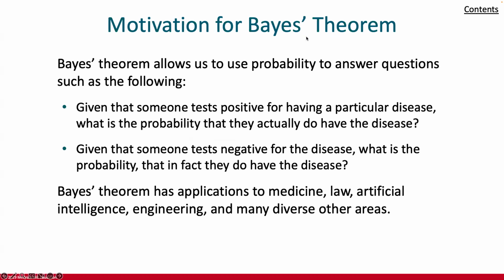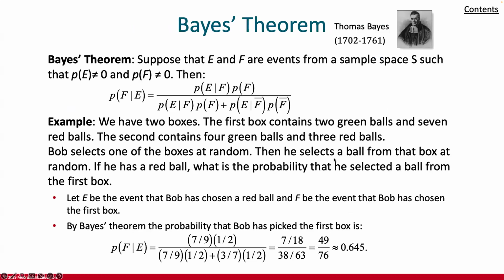What's the motivation for Bayes' theorem? Bayes' theorem allows us to use probability to answer questions such as the following. Given that someone tests positive for a particular disease, what is the probability they actually do have it? We already mentioned that, but let's see that here in more detail in this chart. Given that someone tests negative, what is the probability that they actually don't have it? So Bayes' theorem is applicable in many areas, and we already got a chance to think about that. So is it a true positive or a false negative? These are things that we can start to identify.